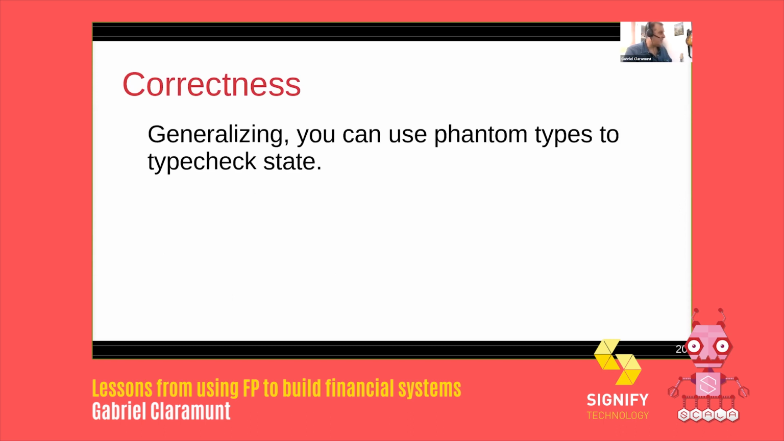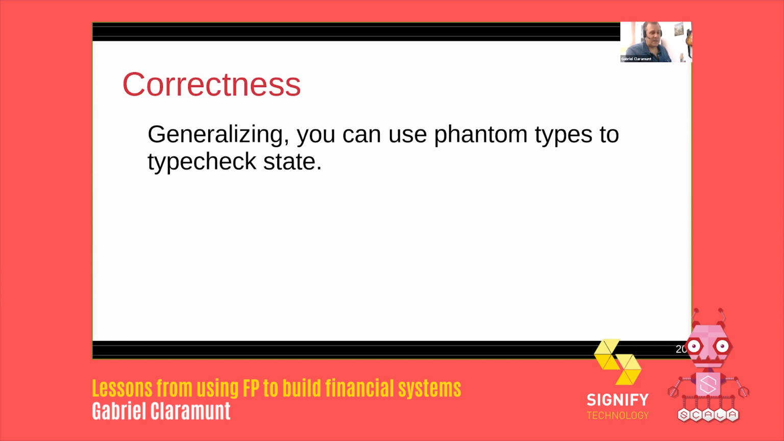And if you generalize that, in many cases you should use phantom types to type check state. Depending on how critical it is, for some simple things you don't really need it, but for critical areas of the code, when it fits, I would recommend it. This is kind of a generalization of using IDs.